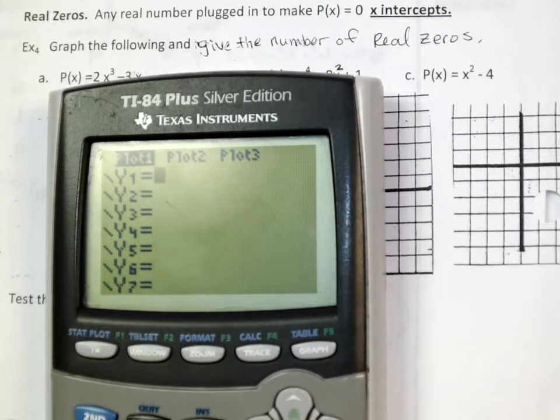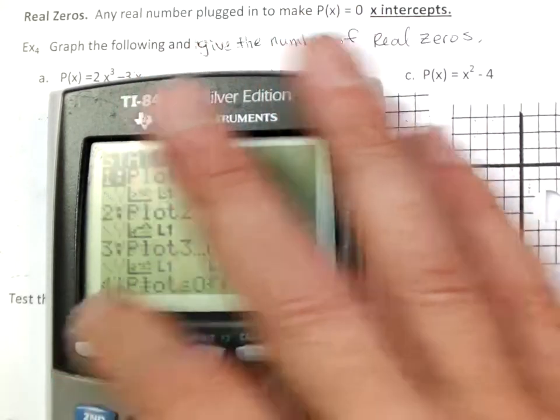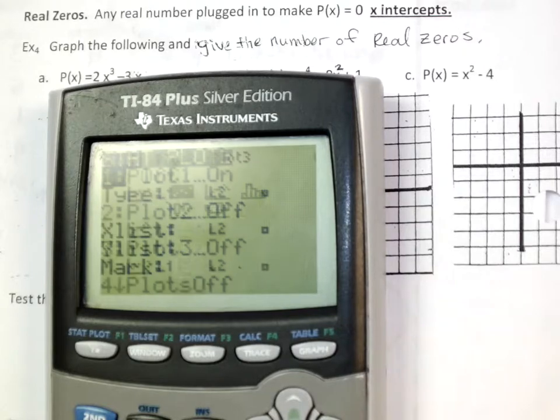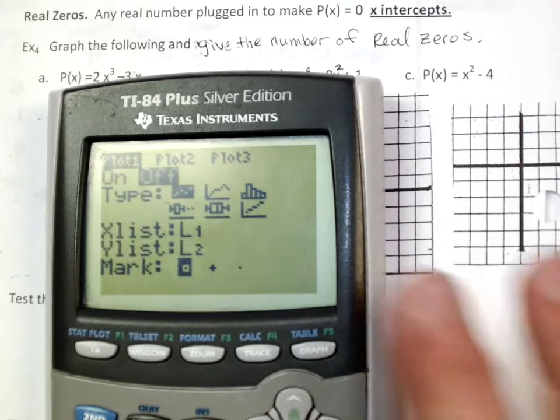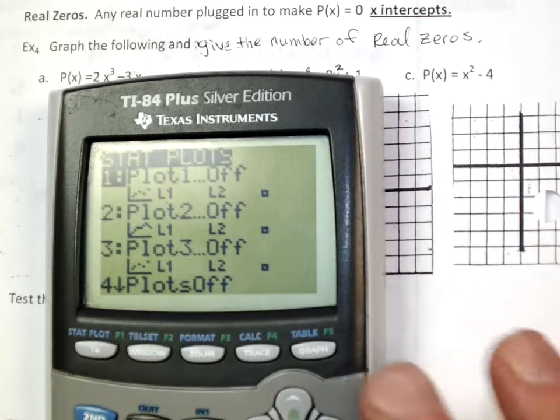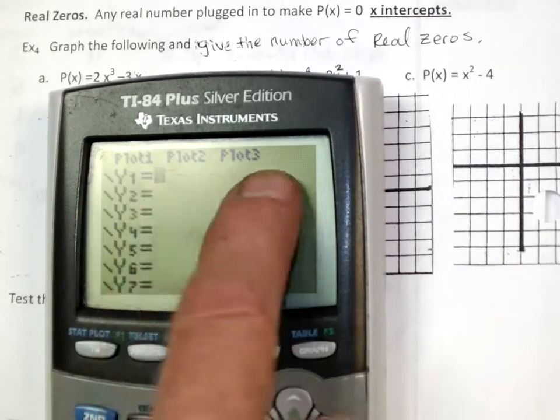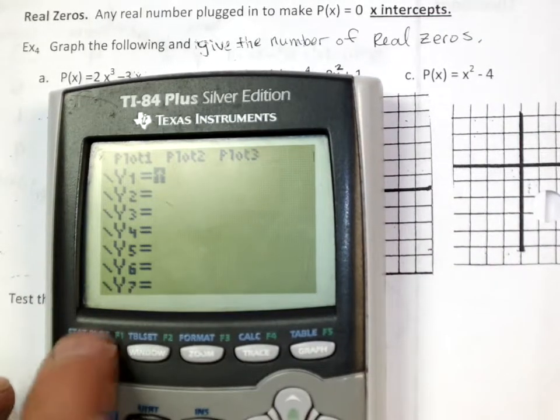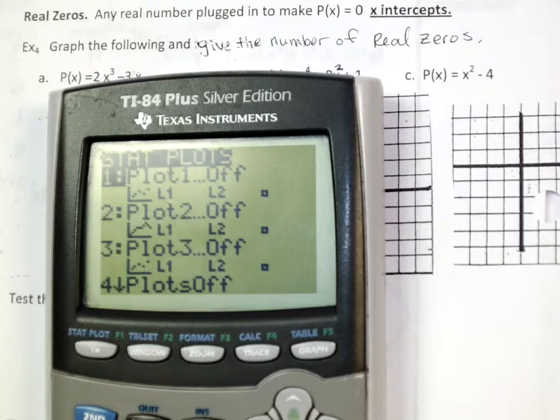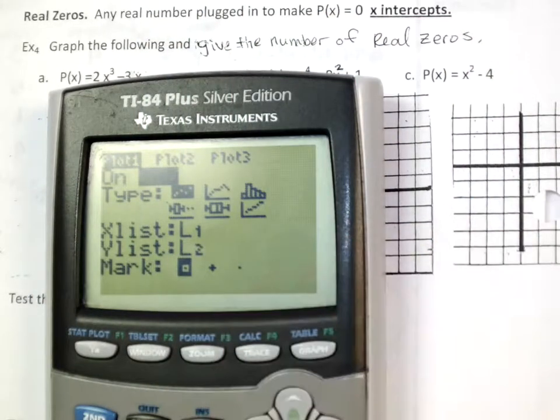I've got a scatter plot on mine, so I'm going to turn off my scatter plot. I'll show you how. That's in blue, second, stat plot. I'm going to turn that off. Anybody have a scatter plot on? Go to y equals, do you see a plot up there? You go to plot like that. Push enter and just go over and turn it off, so you don't have a dot to dot on your graph. Remember how we did the scatter plot a couple of weeks ago? So my scatter plot's off.